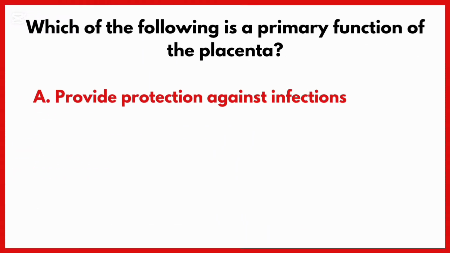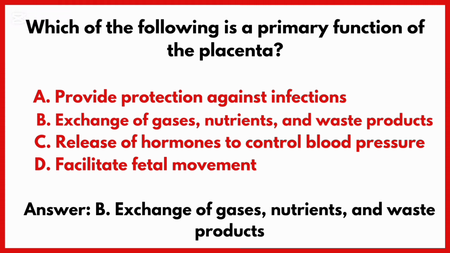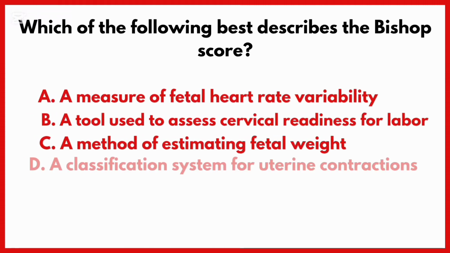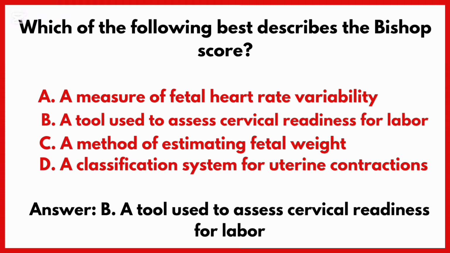Which of the following is a primary function of the placenta? Correct answer is option B, exchange of gases, nutrients and waste products. Which of the following best describes the Bishop score? Correct answer is option B, a tool used to assess cervical readiness for labor.